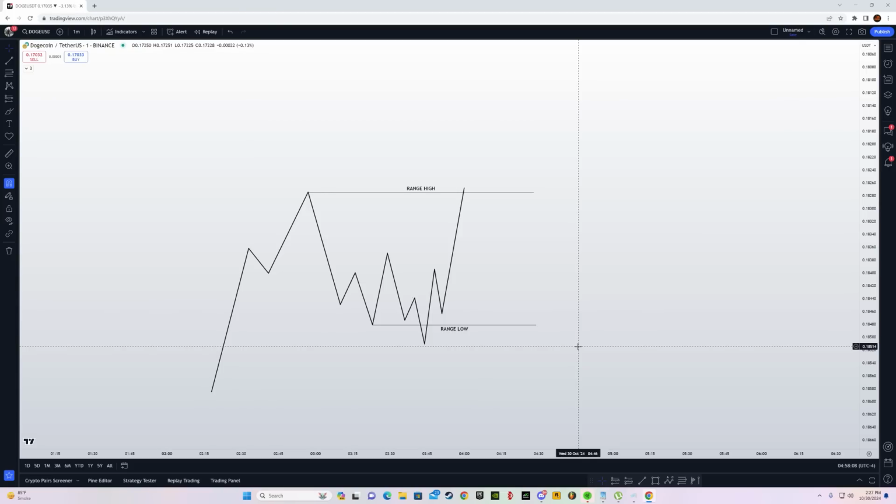But if you are someone and you think this is complicated, please keep rewatching the video, because what I'm saying is exactly what you should be doing with this strategy. So let's assume you get a market structure shift. That is your first step. Okay, then we close back above the range. That is your second step.